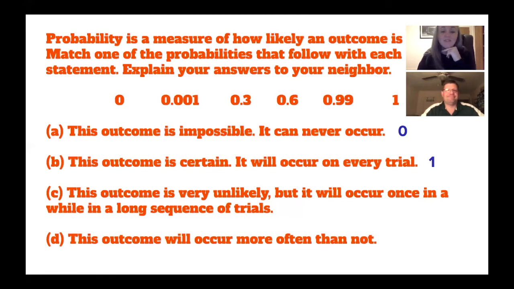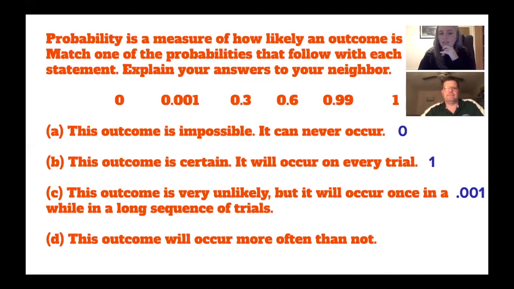This outcome is very unlikely, but it will occur once in a while in a long sequence of trials. Well, I want something that's unlikely. So 50-50 is a half. I know I want those that are below 0.5. But I want something that's very unlikely. It would be the 0.001. 30% would be what the 3 is. And that's like, there's a 30% chance of rain. It could be rain, right?